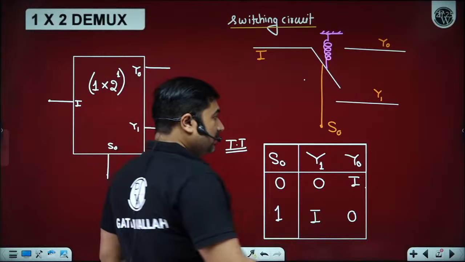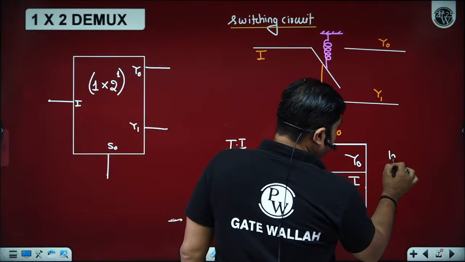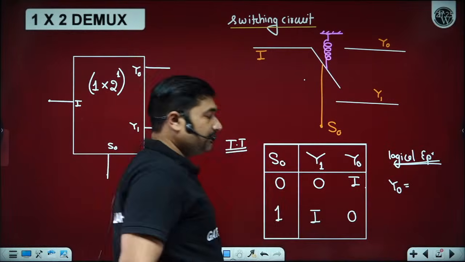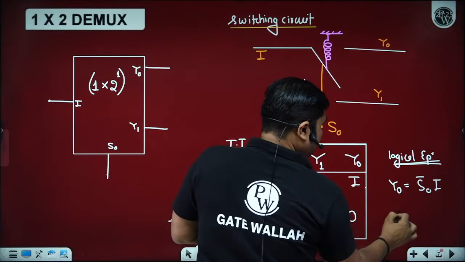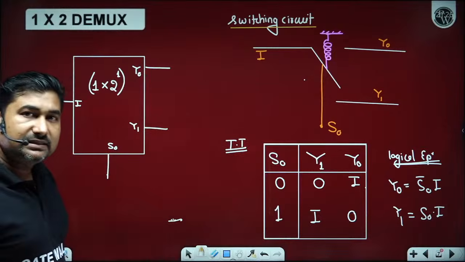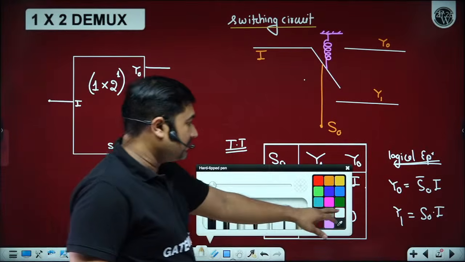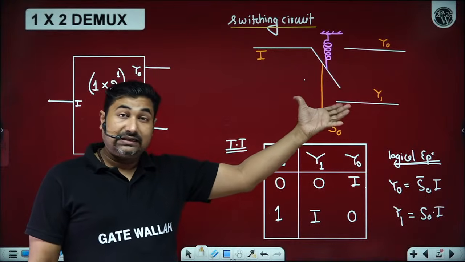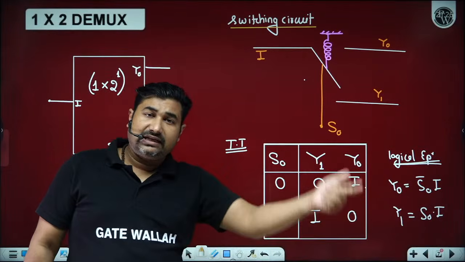From this truth table, we can write logical expression for y0 and y1. What is the logical expression for y0? Please observe, Betaji. We will get y0 equals S0 complement I, and y1 we are getting S0 I. How many of you able to understand this? Great. Can you construct the circuit? Yes sir. To design any combinational circuit, first of all, we need to identify the input output, understand the input output relationship, accordingly construct truth table, write logical expression, minimize it, and then implement the logic circuit.